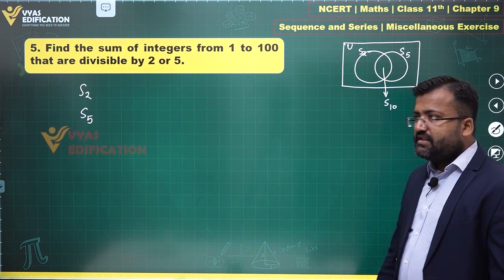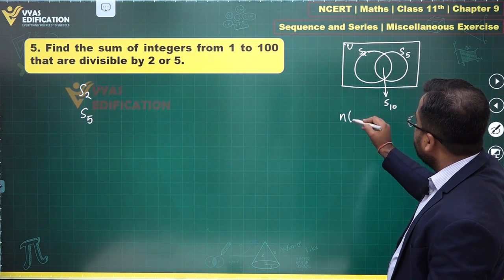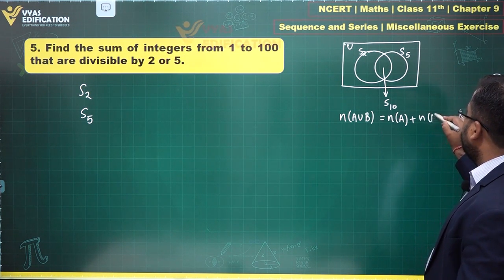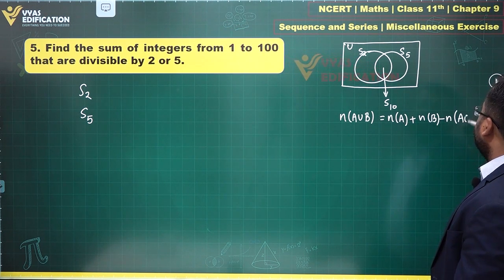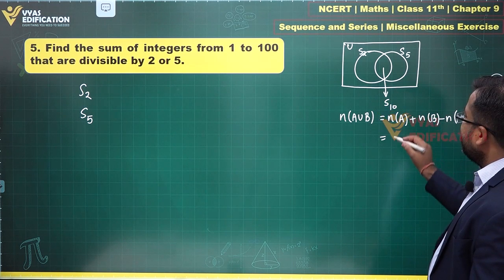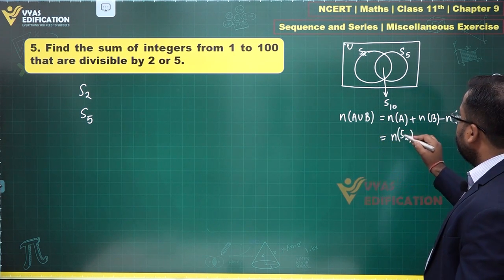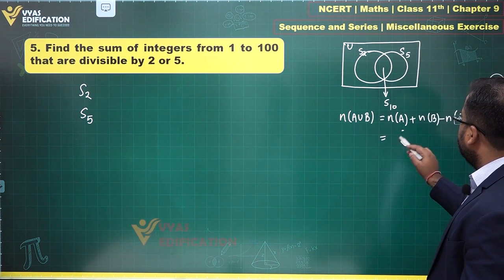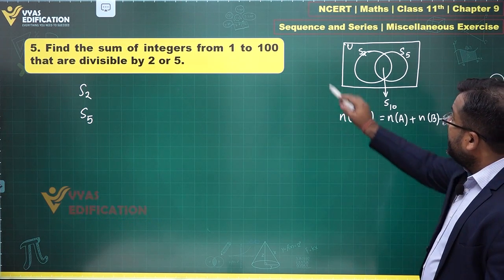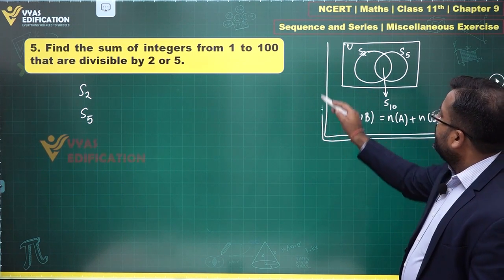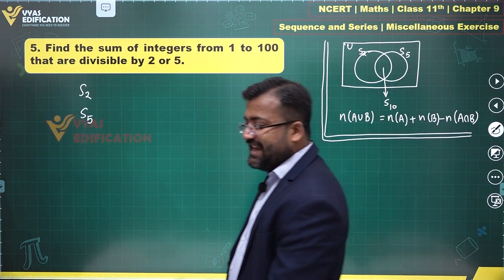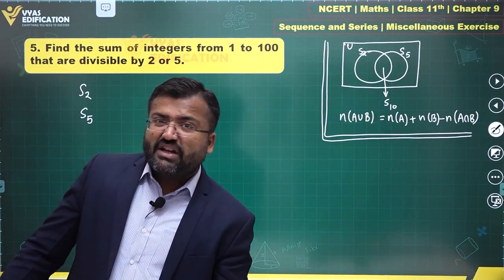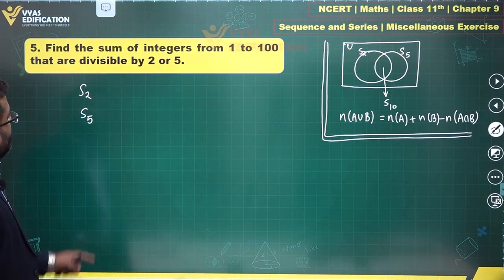Yes or no? Yes. And if you want the total n of A union B, you recall that n of A union B is n of A plus n of B minus n of A intersection B. In this case, it is S2, the sum of all of those. Let's not use n, because we are actually interested in sums. So the total sum that we are interested in is S2 plus S5 minus S10. S10 will be added twice, so let's subtract it once. That's what we'll be using over here.